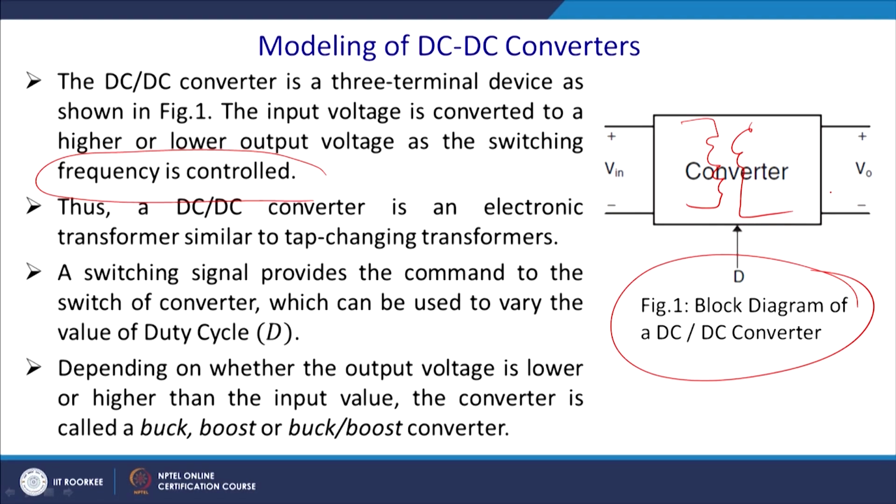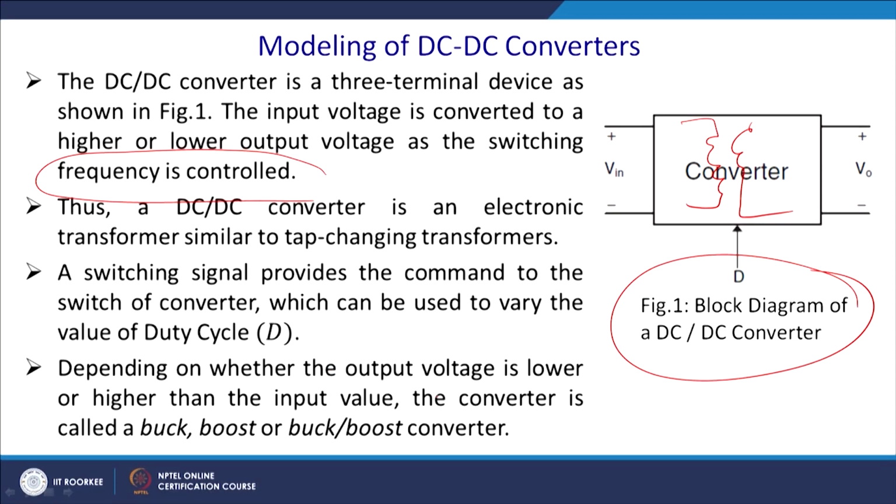So, we can say that a DC to DC converter is an electronic transformer, similar to the step changing transformer, because you can step up and step down. What you can do with AC voltages, you can do the same thing here. The switching signal provides the command to the switch of the converters, which will come a little later, and can be used to vary the duty cycle and thus control the output voltage.